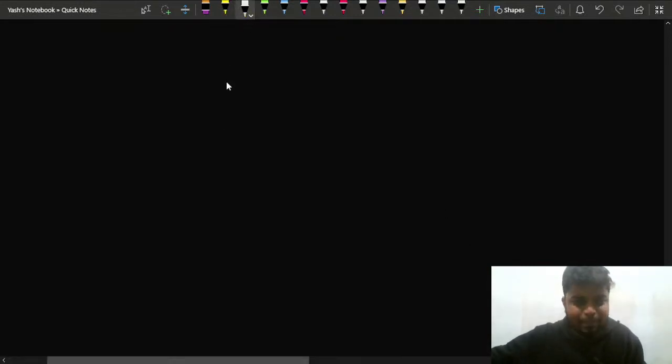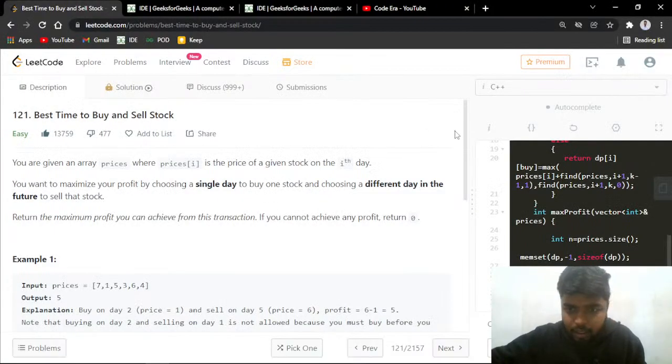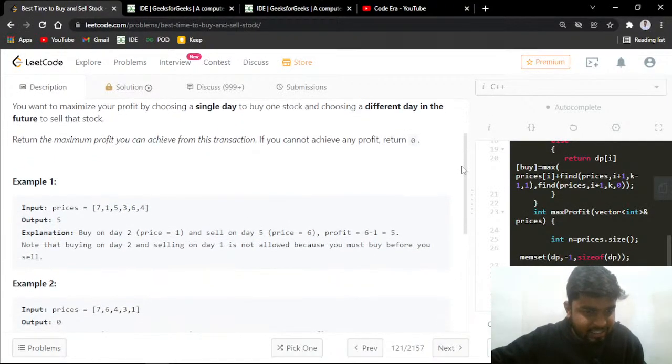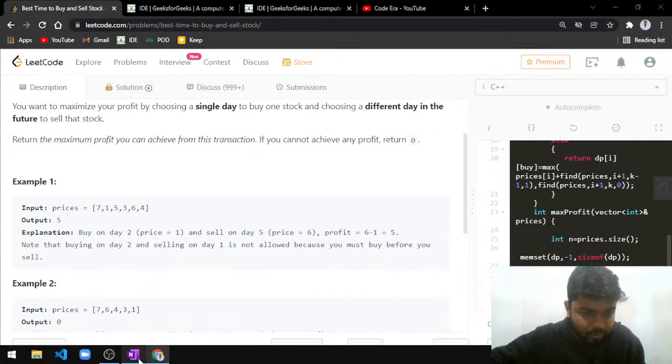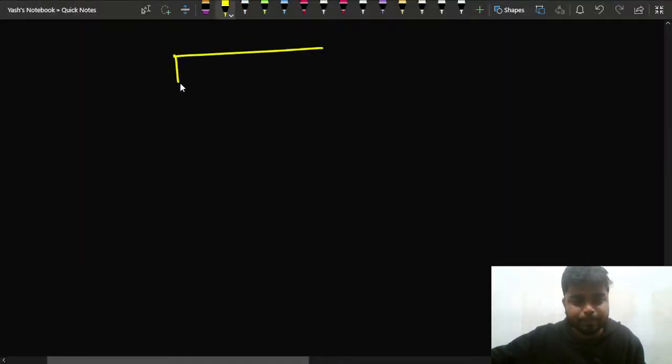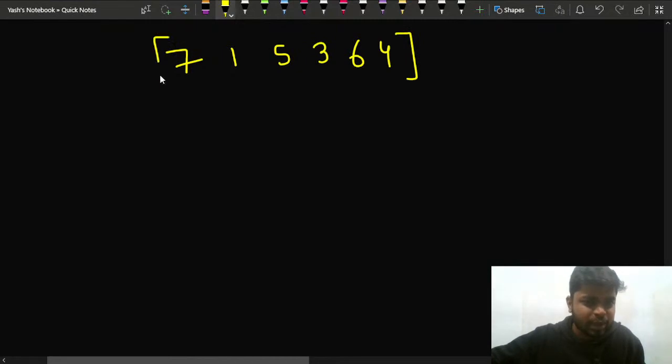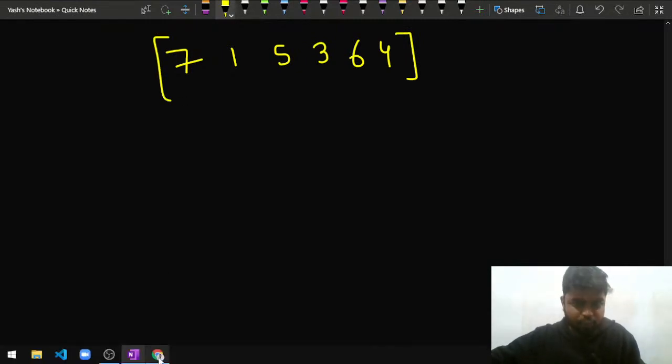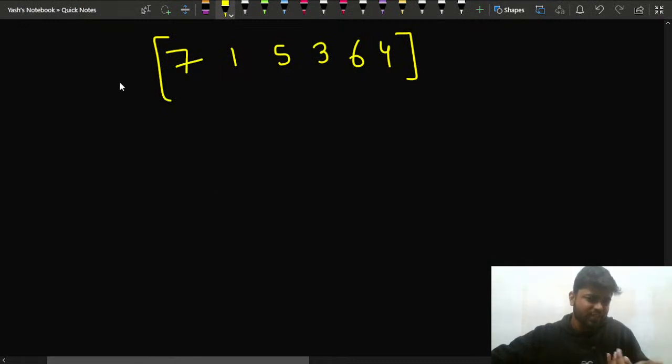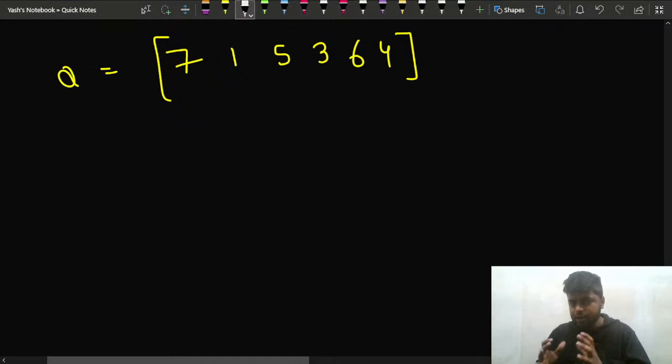Now let's take this example that has been given to us in the problem. Let me just scroll down a little bit. So let's say the example is 7 1 5 3 6 4. If I have been given this particular array, then I want to find the maximum profit that I can make.